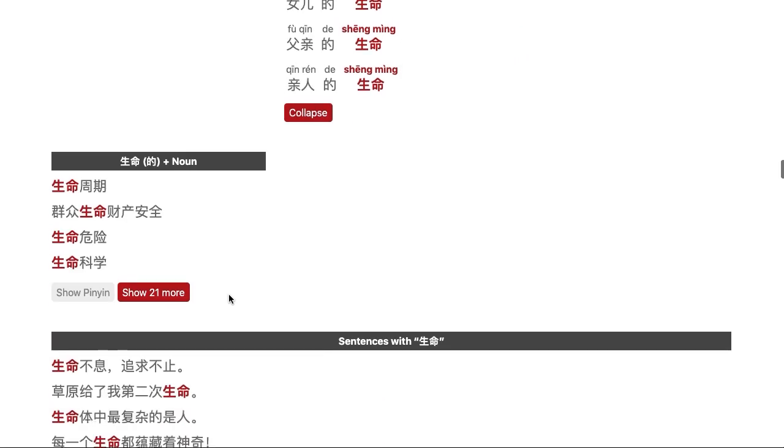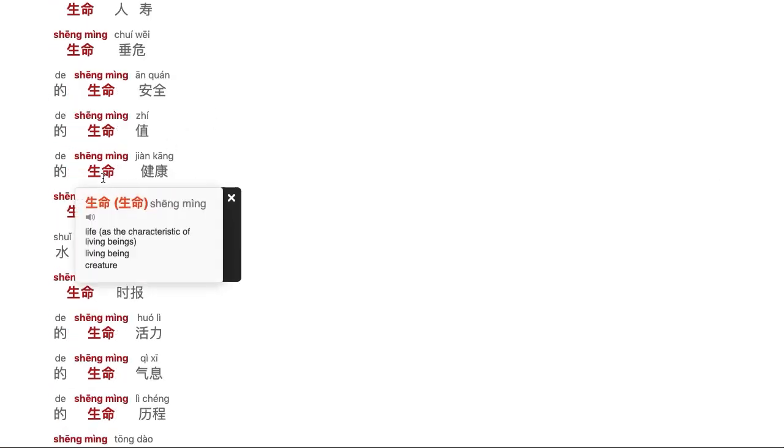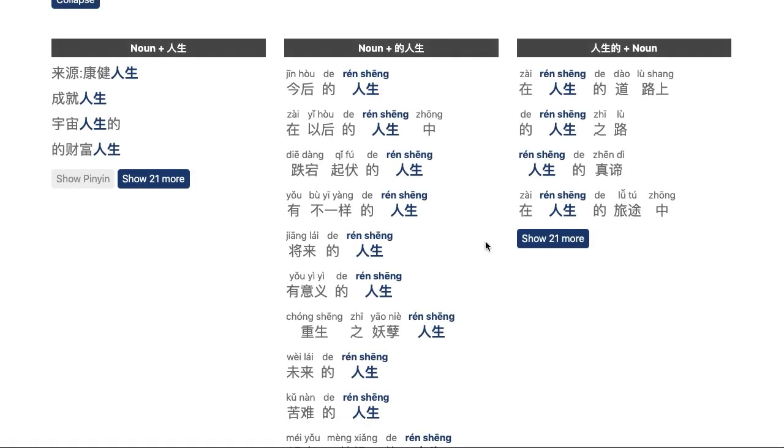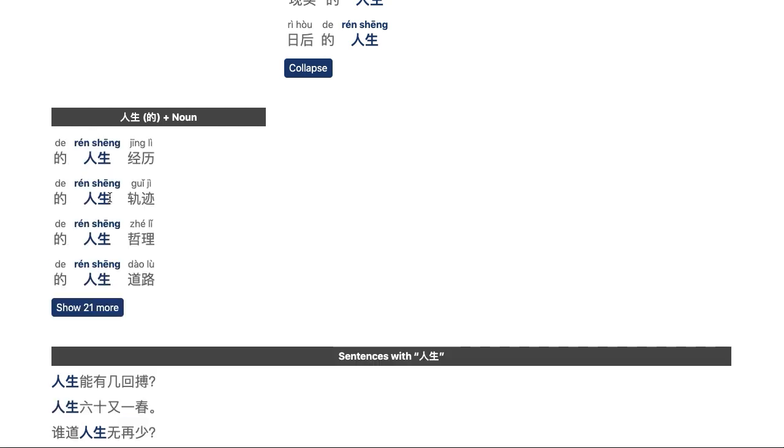And as with 生命 we get 生命周期, right? 生命危险, 生命科学, life sciences, and 生命安全, right? Life safety, right? If I show pinyin, 生命健康, life and health, right? 生命活力, living force, living energy or vitality, things that have to do with being alive. And as with 人生 we get things like 人生经历, experience of one's life, 人生轨迹, the path of one's life, 人生哲理, the philosophy to one's life.